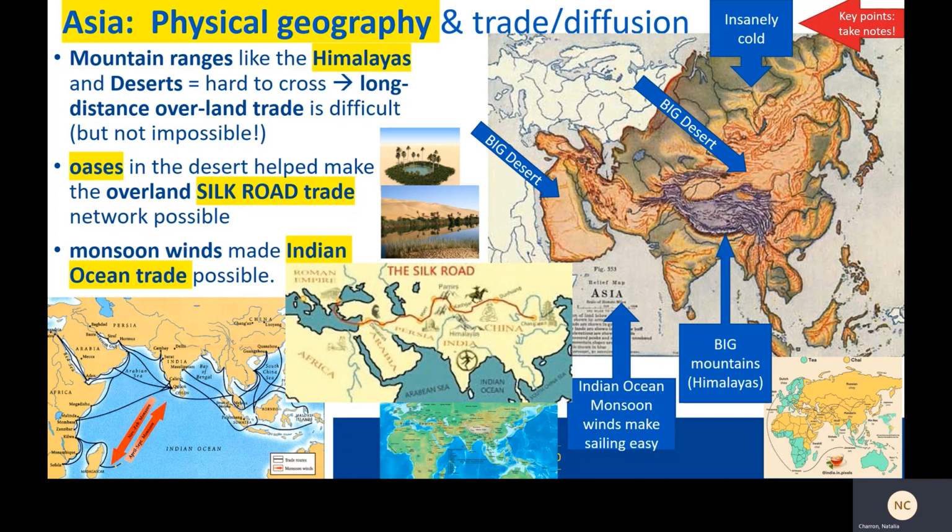So, Asia is home to mountain ranges like the Himalayas. If you look at the map just north of India, there's an arrow pointing to those big mountains. You can see how that might close off part of the continent from communication with everywhere else.